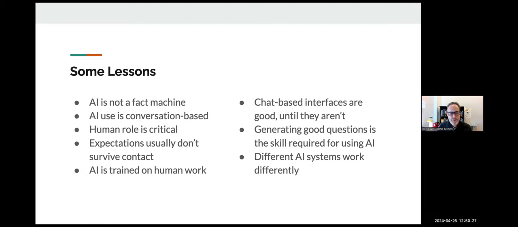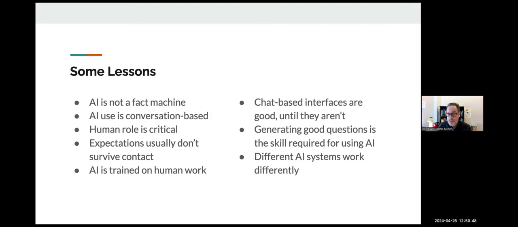So, some quick lessons. These aren't fact machines. You don't use them like fact machines. Don't ever do that. They're terrible fact machines. They're probabilistic predictors. That's what they do. That human role is really, really critical. And it's trained on our work. So, humans are always going to be involved in this stuff.